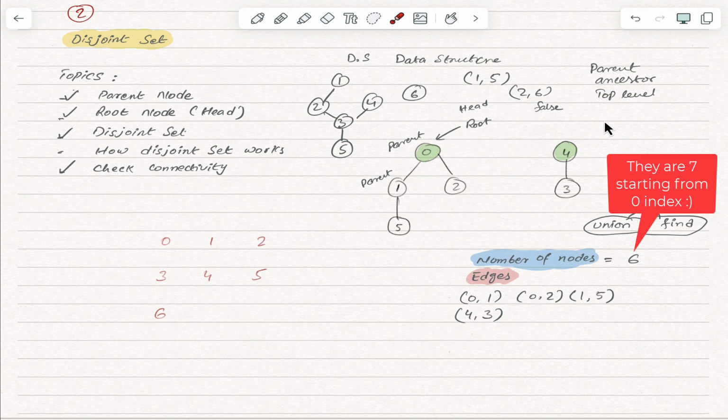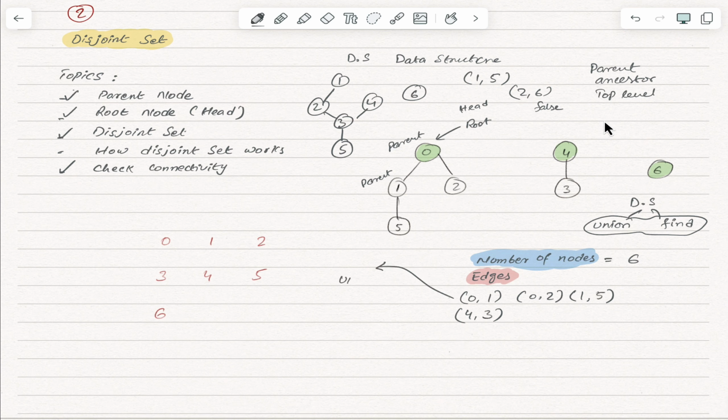So suppose here, the number of nodes given is 6, and these are the edges. From these edges, we will construct a disjoint set. When we look at an edge, from that edge we will do a union. So union means that these two vertices, u and v, where u is 0 and v is 1, will be unioned. It is going to do two things. The first, it is going to connect them. The second, it is going to make a common parent. So these two tasks are done by union.